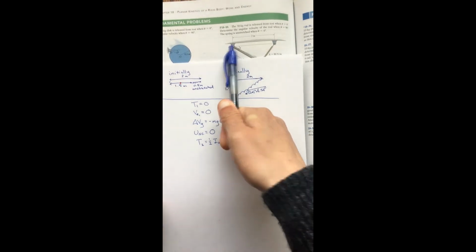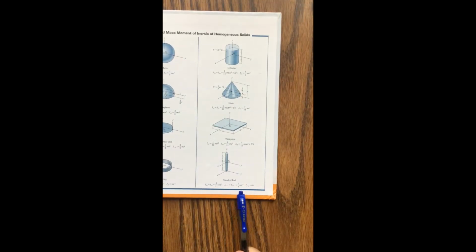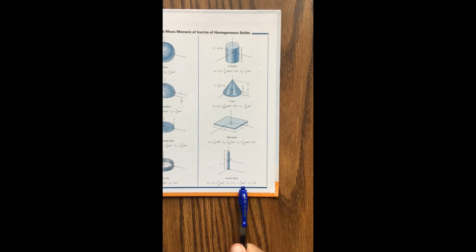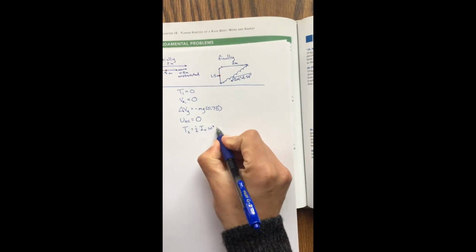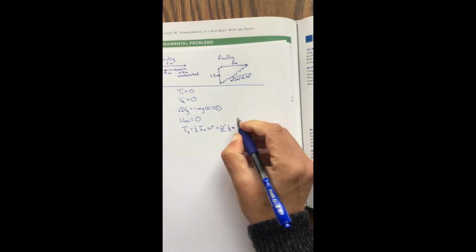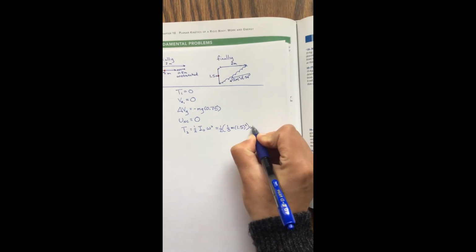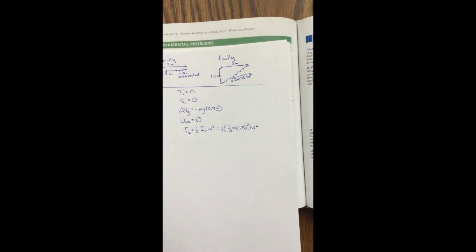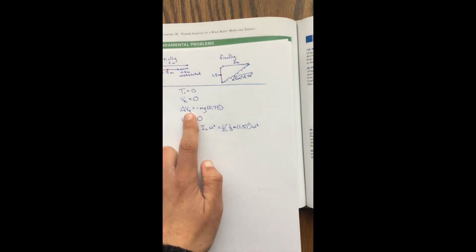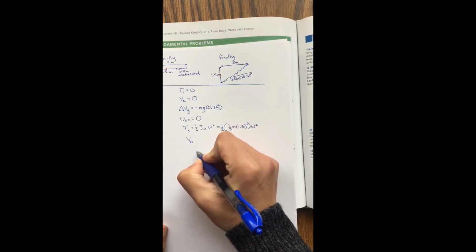Since this is at one end of the rod, we go to the table in the back of the book. We look for the moment of inertia for the rod about one end, and that is 1/3 ml squared. So this is 1/2 times the moment of inertia about one end, which is 1/3 ml squared. L is 1.5, that's the length of the rod. And then we have omega squared. Okay, we already took care of the final gravitational potential energy, so now we just need the final elastic potential energy.